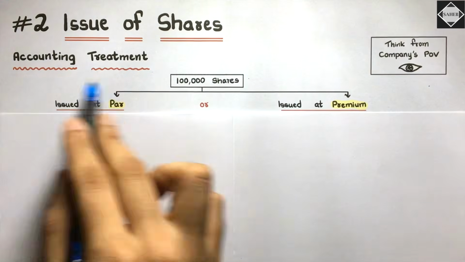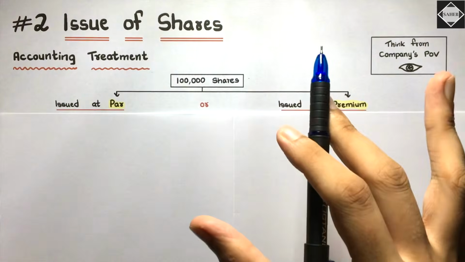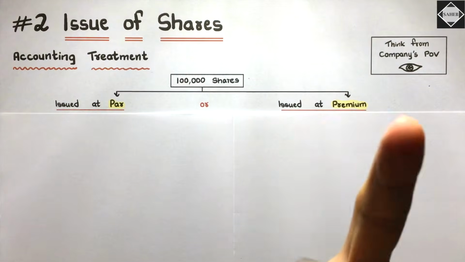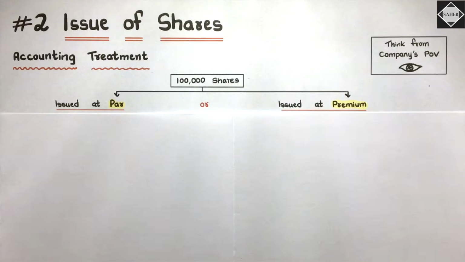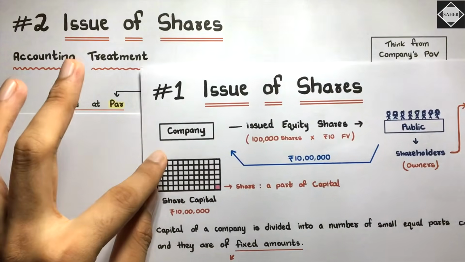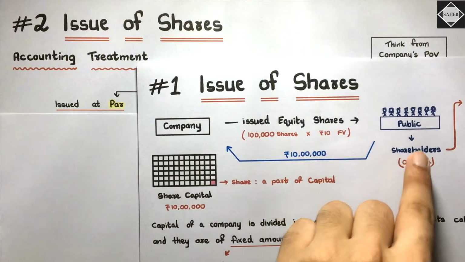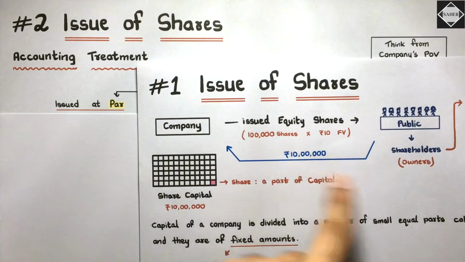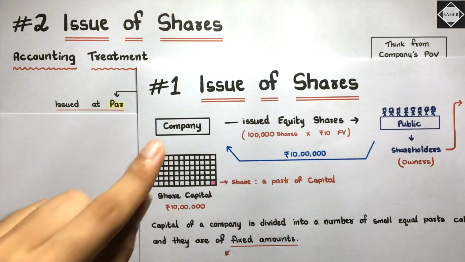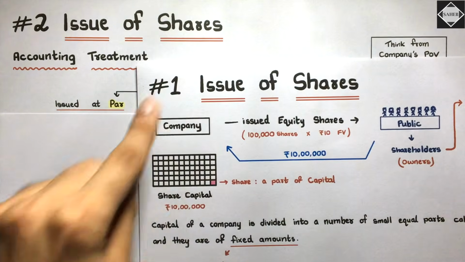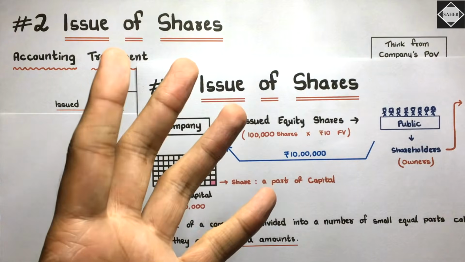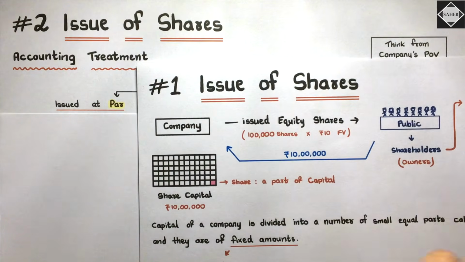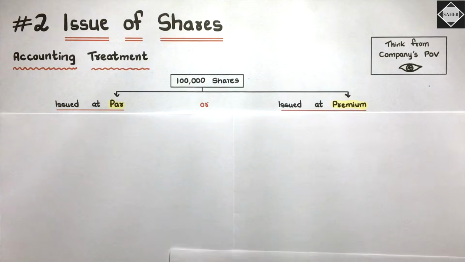Let's understand this. Now see here, the accounting treatment of issue of shares is very simple. First you have to understand who you are and what you are trying to do over here. You are the accountant of this company. This company is issuing shares to the public and getting the money. You have to do the accounting of that. So you have to think always from this company's point of view. If you start thinking from the shareholders' point of view, then you will start making endless mistakes. So always remember, think from the company's point of view only.